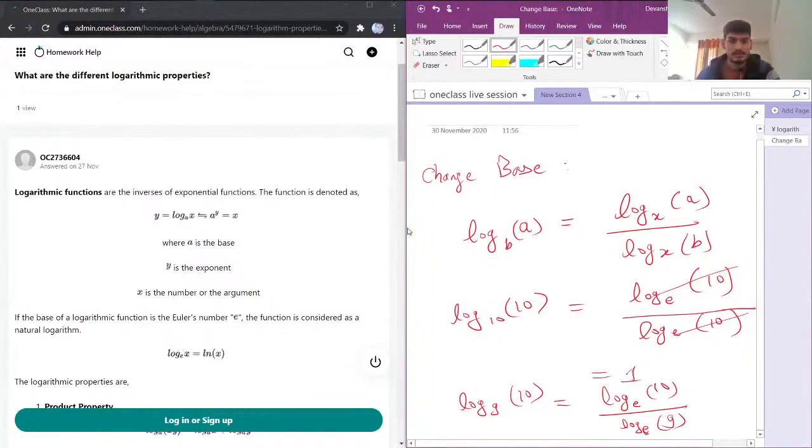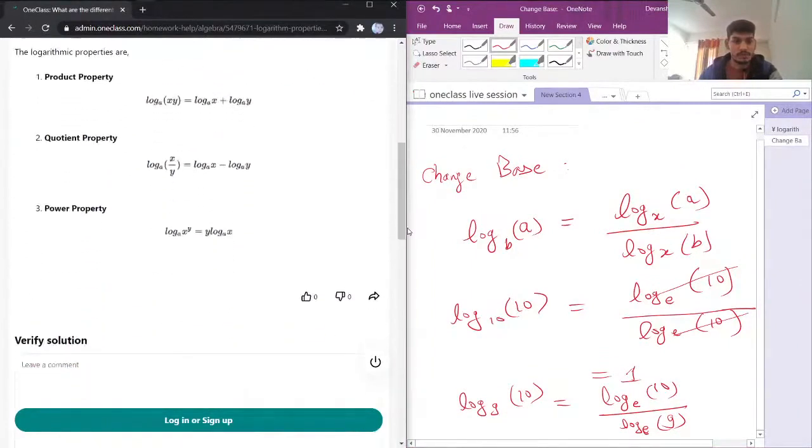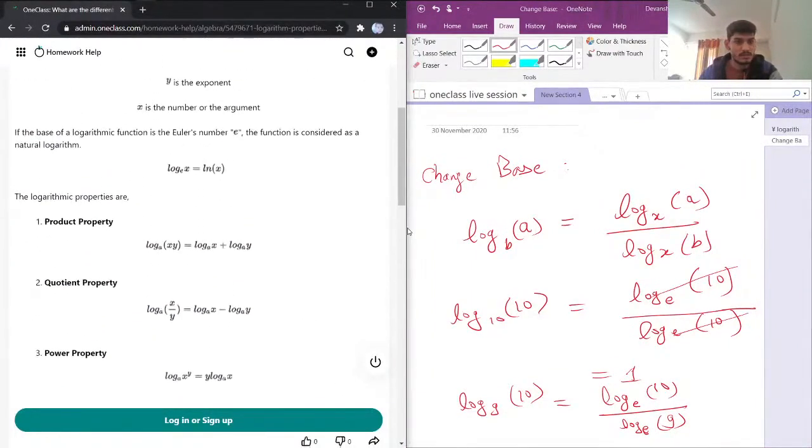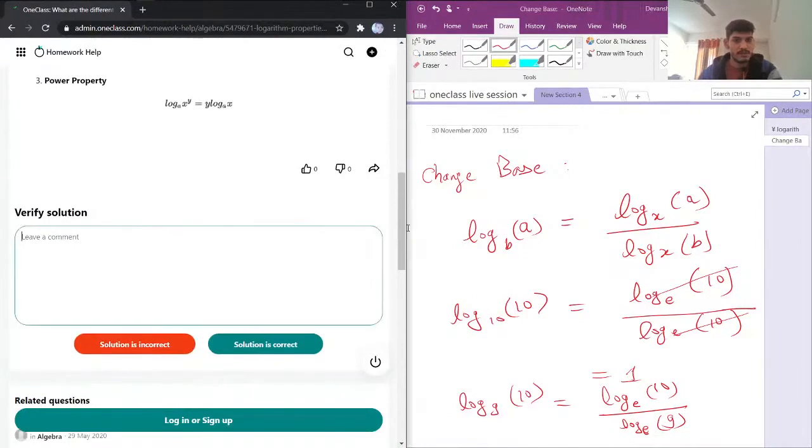Okay, that was pretty much it. So the power property solution is correct. I'll just add one more. Solution is correct. Great job.